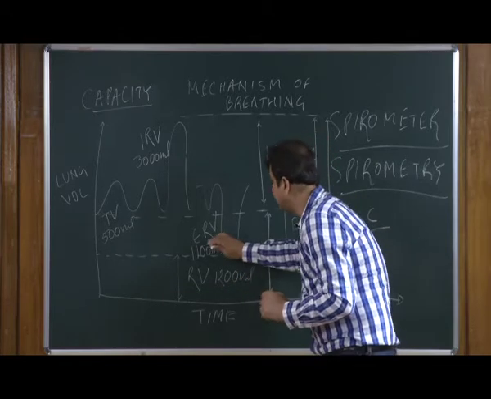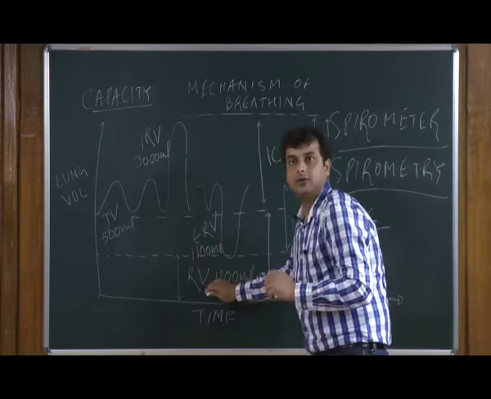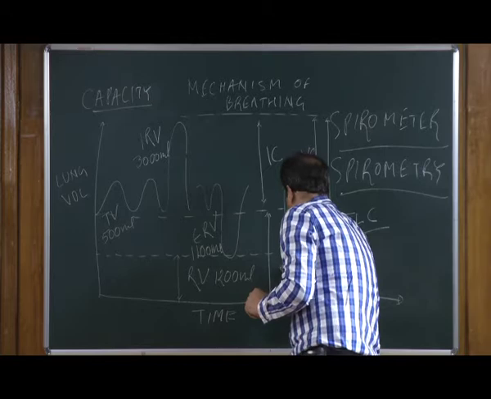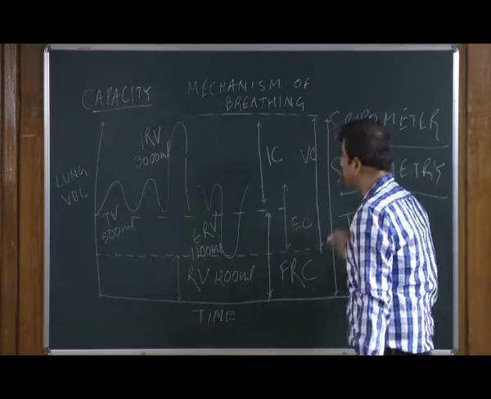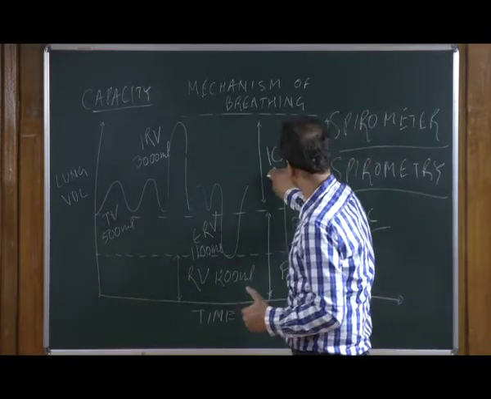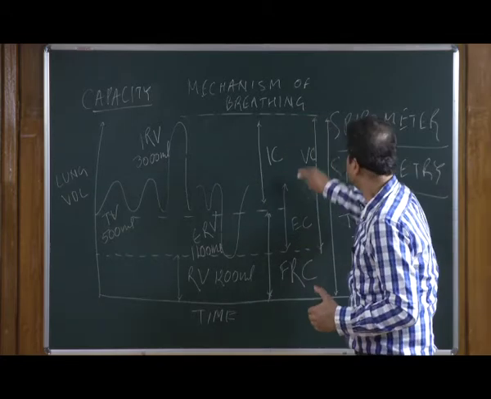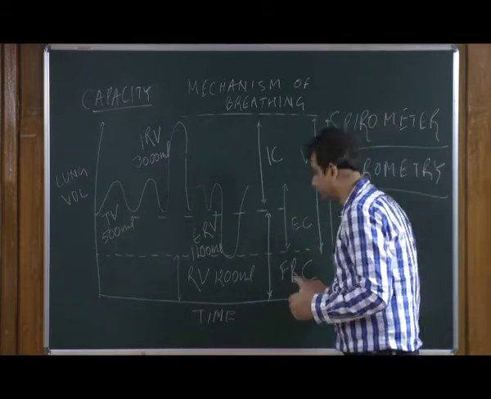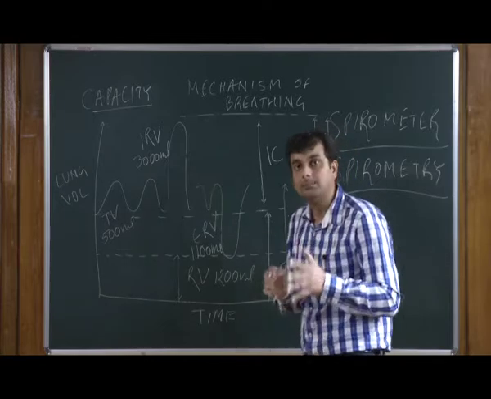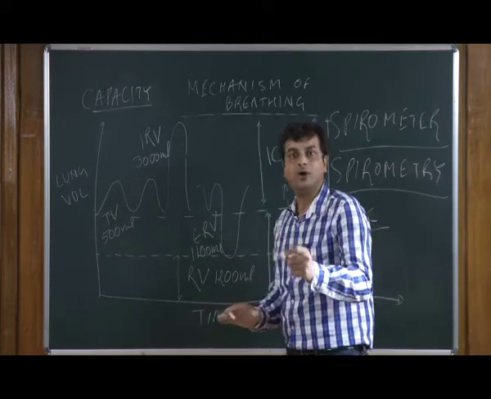So, if we combine expiratory reserve volume and residual volume, we call it functional residual capacity. So, everything is capacity here. We have inspiratory capacity, expiratory capacity, vital capacity, total lung capacity, and the functional residual capacity, which is nothing but addition of volumes.